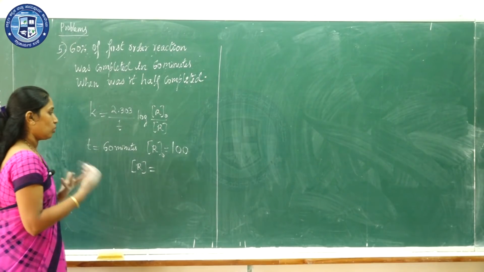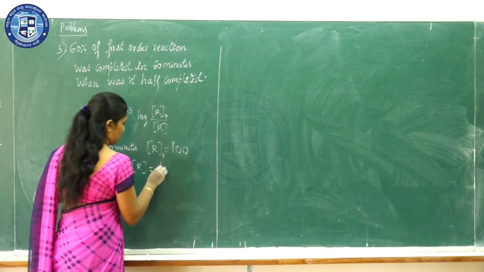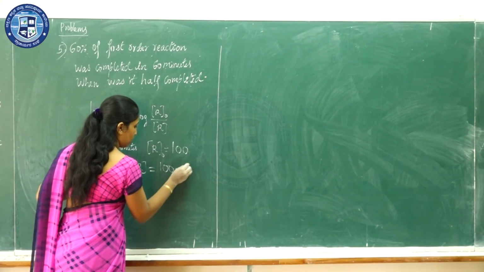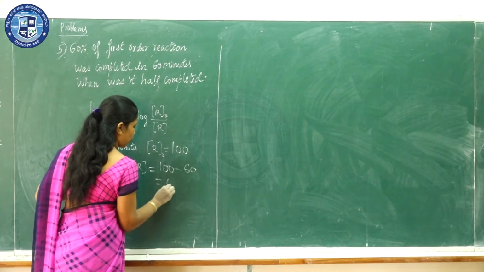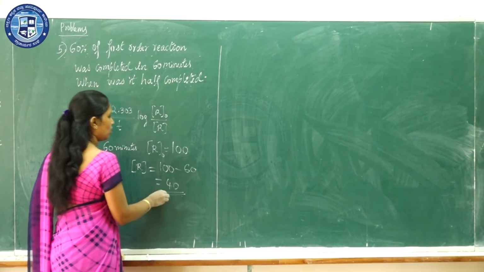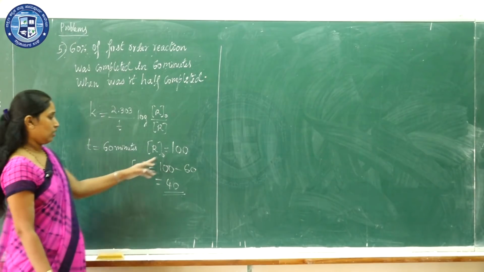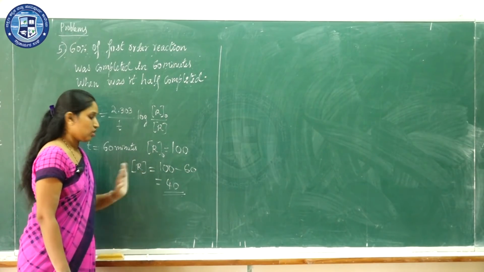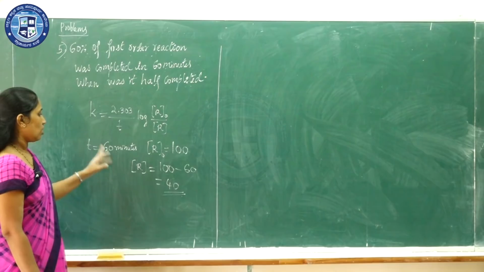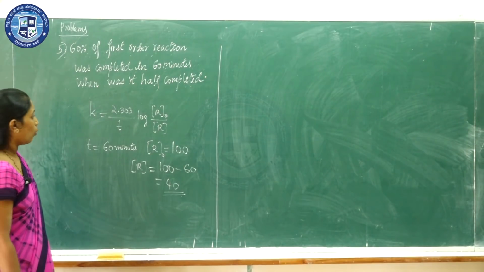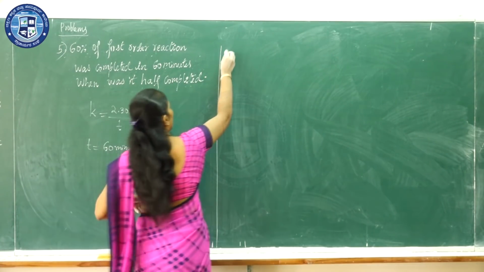Okay, what is remaining now? After 60 minutes, it is 100 minus 60, that is 40. That is the concentration of the reactant. So 100 is the initial concentration, and this is the concentration after 60 minutes. Now we will be substituting it here.